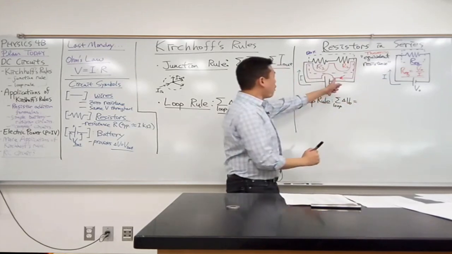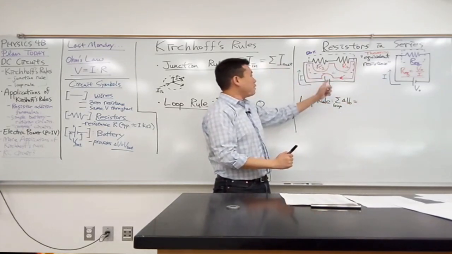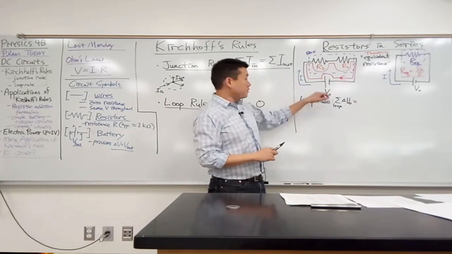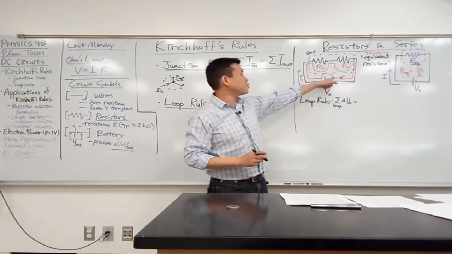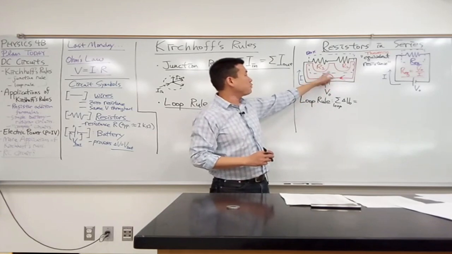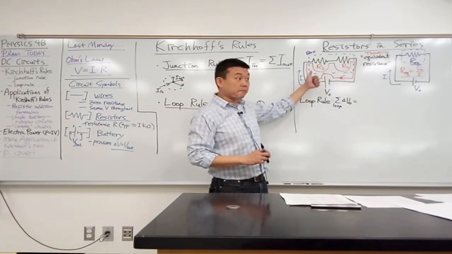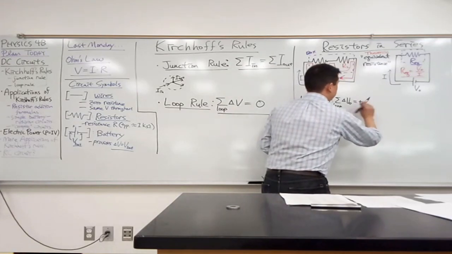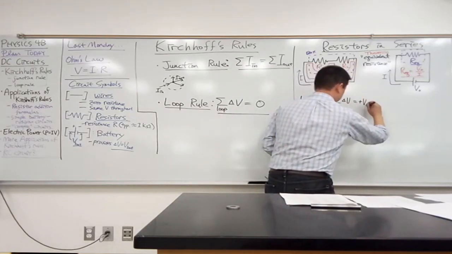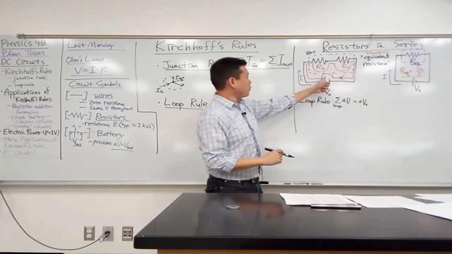Well, as I go across the battery, what's my change in voltage? So plus V naught or minus V naught? Does the voltage go up or go down as I go across this battery? Up, right? I'm going from the negative to the positive terminal. So it's a plus V naught. All right, I have to keep going.